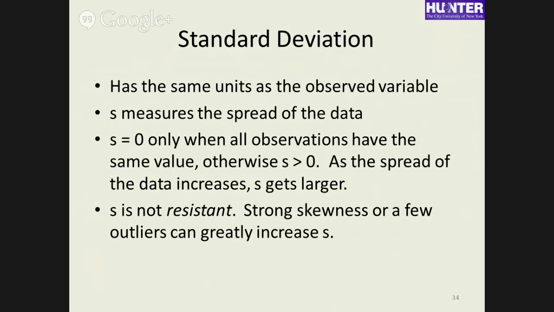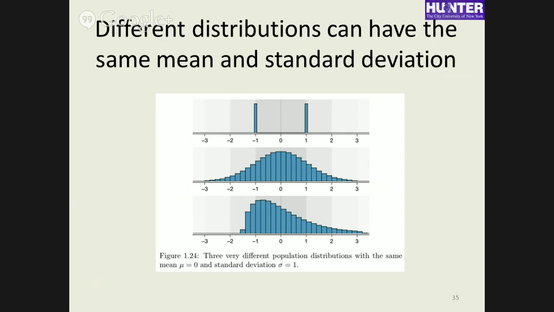And again, it's not resistant, so an outlier can have a large effect on the standard deviation. So it's a summary of the data. It doesn't tell you everything about it. And as a summary, it's not giving you complete information. So there can be different types of distributions that all give you the same standard deviation.